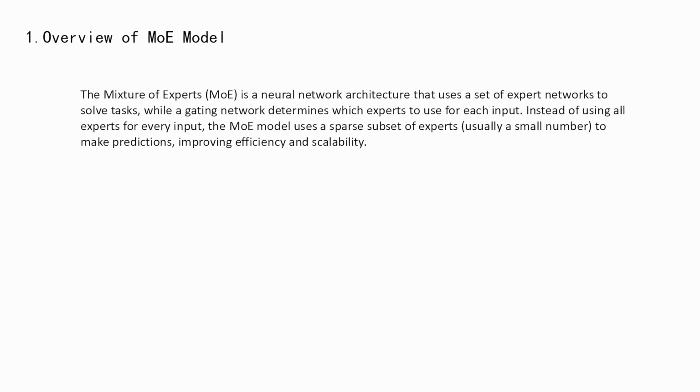MoE can be divided into three main components. Expert networks: these are individual models, often simple neural networks like MLPs, that process the input. Gating network: this network decides which experts should process each input. Combination of outputs: the outputs of the selected experts are combined based on a weighted sum, where the weights are given by the gating network.